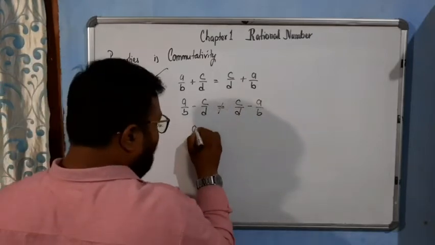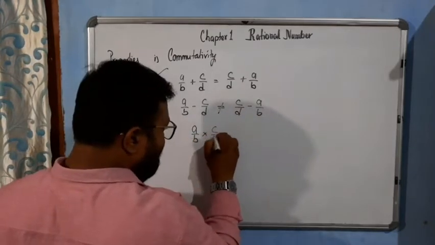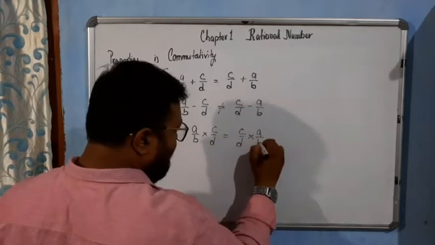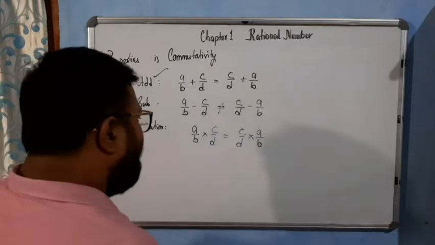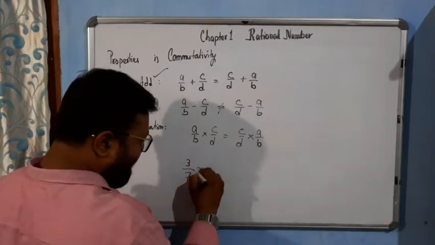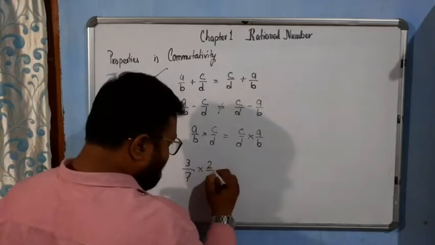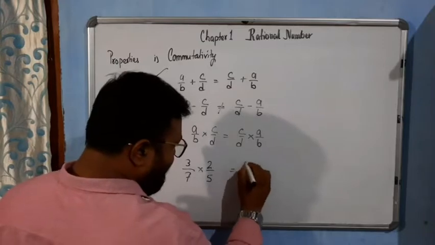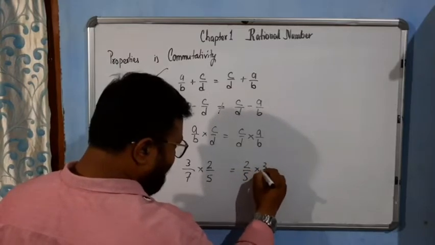Multiplication. Here, a/b × c/d: is it equal to c/d × a/b or not? We will check. Let's take an example: 3/7 × 2/5. Here, is it equal to 2/5 × 3/7 or not?